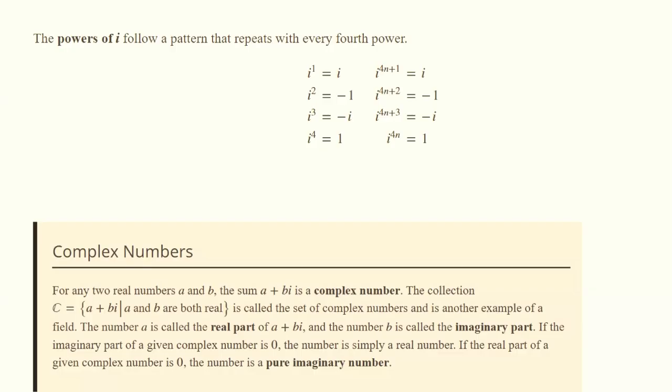Like 2 plus 3 is 5, but then 3 plus 2 is still 5. We can switch it. You can do that with real numbers, and you can also do that with complex numbers. This is also stating that if I do 2 times 3, that's 6, well, 3 times 2 is also 6.